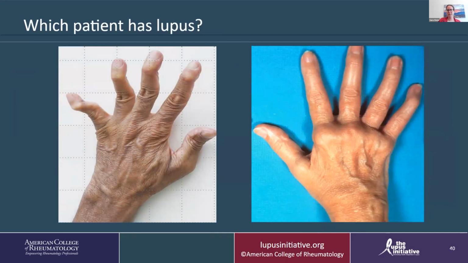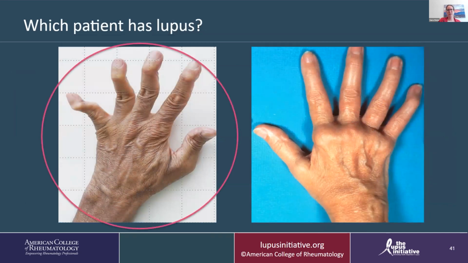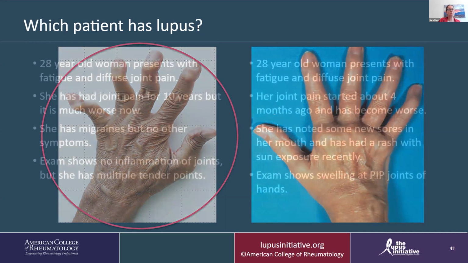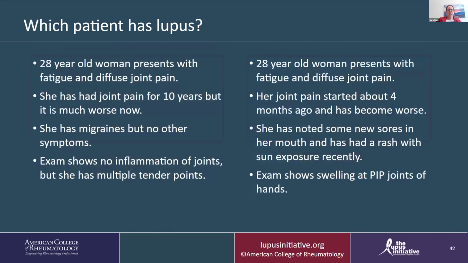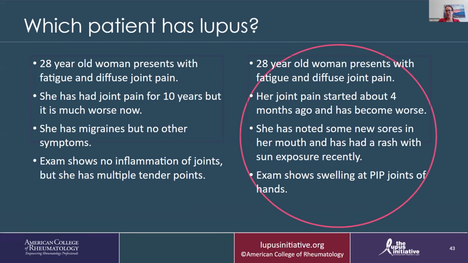Which patient has lupus? So that's the Jaccoud's arthropathy that's seen more in older populations presenting with lupus or having lupus. So now which patient has lupus? I'll let you guys read this and think about it to yourself for a moment, and then I'll let you know. Okay. So this is the patient that has lupus.